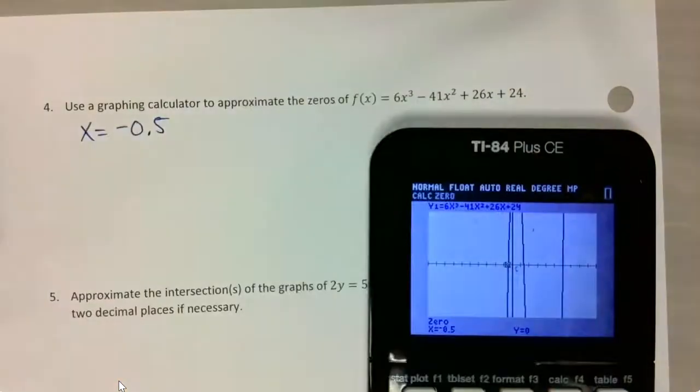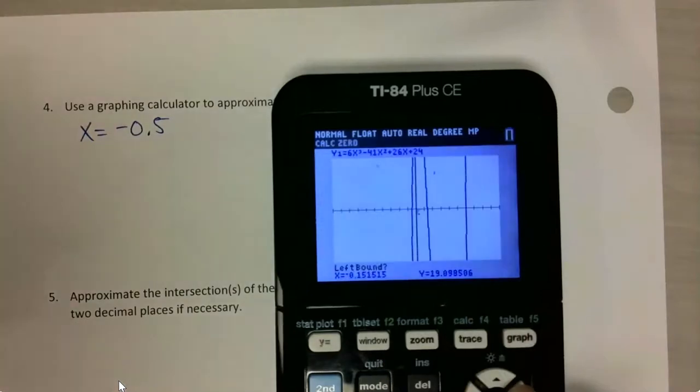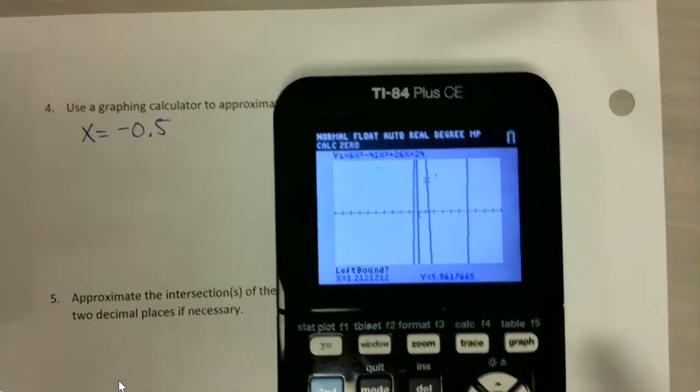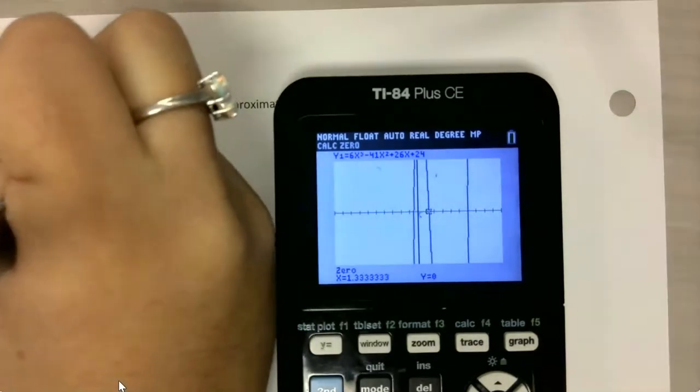Then I'm going to do this again for the one in the middle. So I'm going to go second trace, 0. Arrow over until I'm on the right side of that 0. I am. I press enter. Arrow till I'm on the left. Press enter twice. This gets me 1.33.